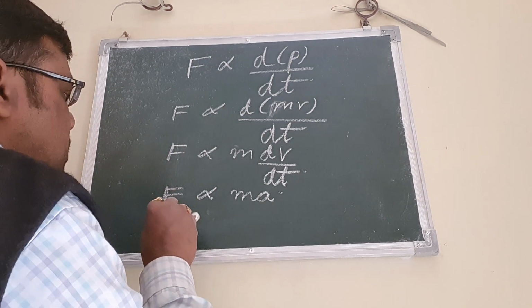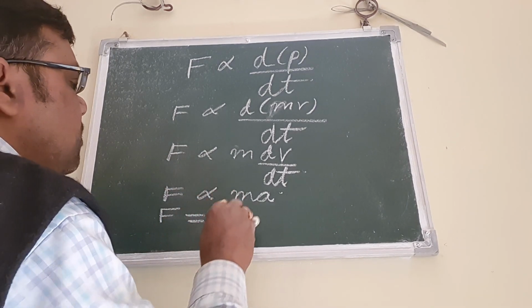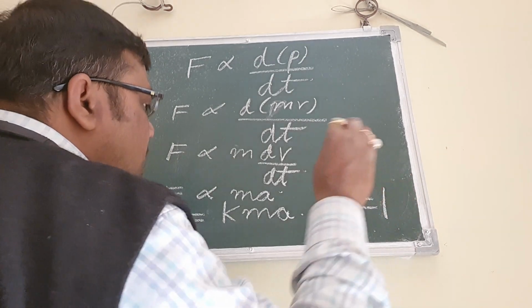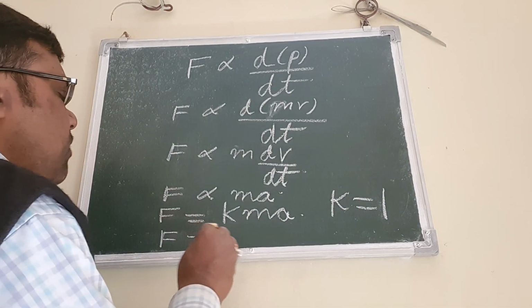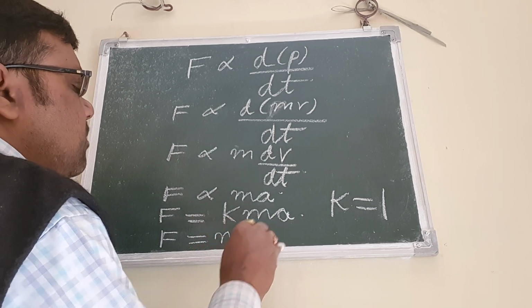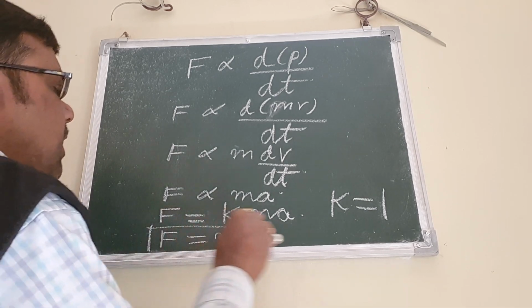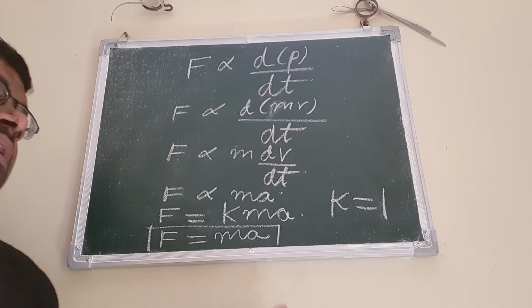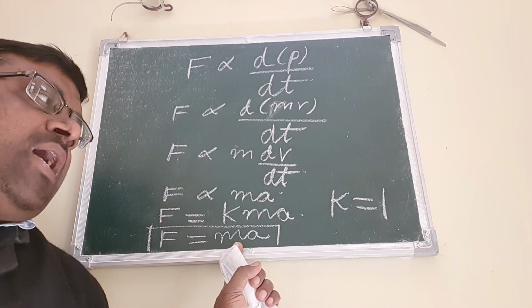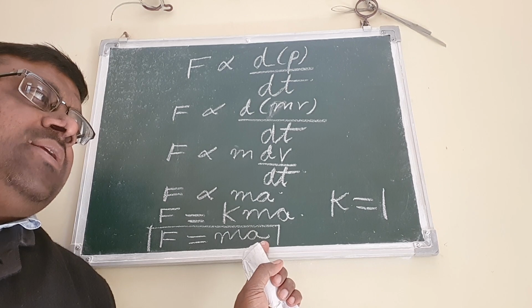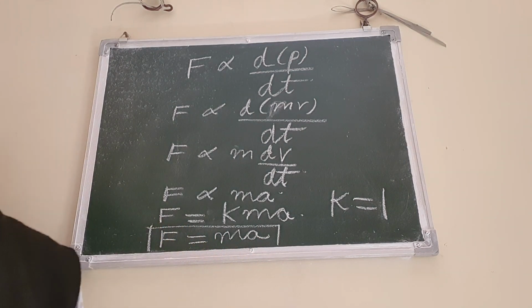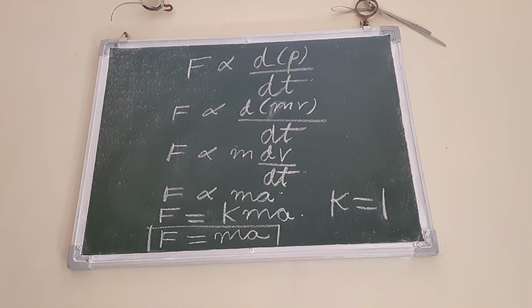So there is a proportionality sign, so we can write F is equal to kma, where k is a constant. For simplicity, we are taking k equal to 1. So putting k equal to 1, the expression becomes F is equal to ma. This is the formula for Newton's second law of motion, and it can be explained as: if a body has a mass m and an acceleration a, then the force applied on the body will be F, the product of mass and acceleration.